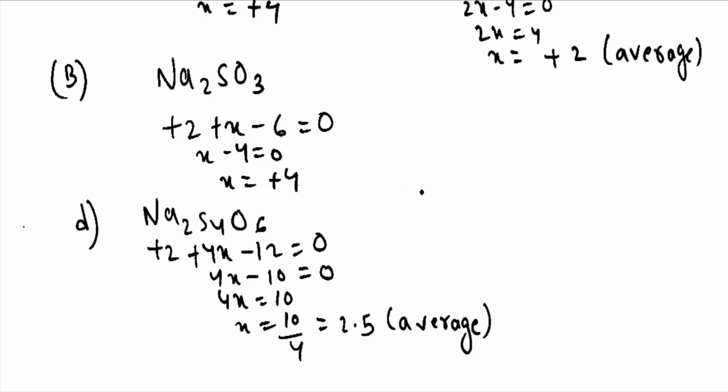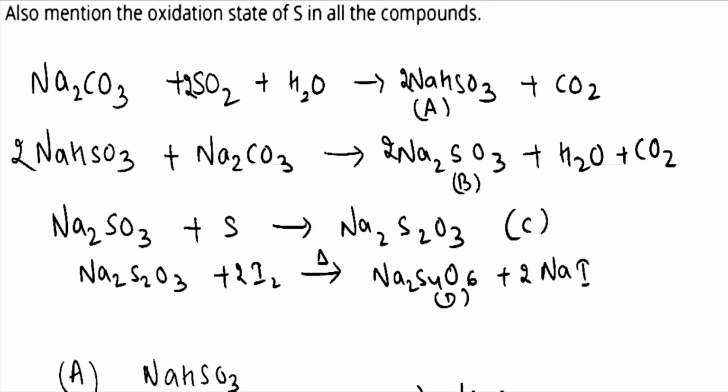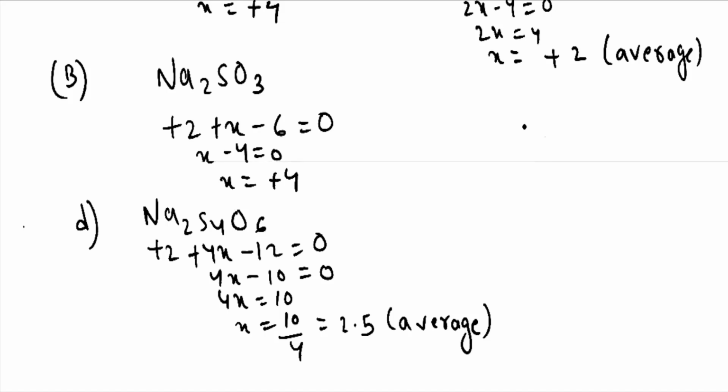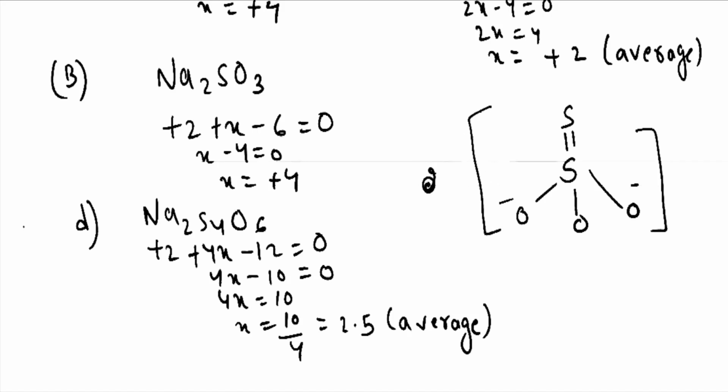Now let us see for C. For the compound C we have S double bond S, single bond O minus, O minus, and 2 Na plus. Clearly here the average oxidation state is +2. If we find out for the individual sulfur atoms, one sulfur will be +4 and the other will be 0, because one sulfur is attached to the same atom, so it has 0 oxidation state and the other sulfur has +4 oxidation state.